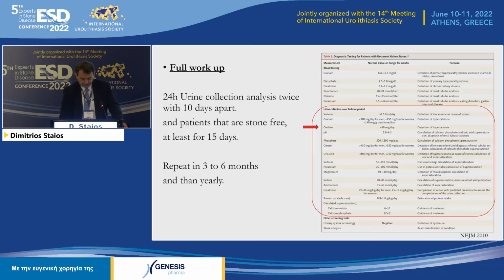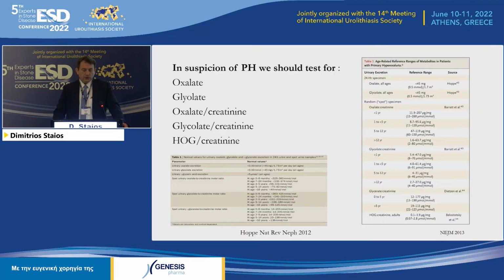And for the full workup, we need 24-hour urine collection analysis, ten days apart from each other, and the patients have to be stone-free for at least 15 days. Then we have to repeat it in 3 to 6 months, and then yearly. If we have a suspicion of PH, we should test oxalate, glycolate, the ratio between oxalate and creatinine, glycolate and creatinine, and HOG and creatinine.